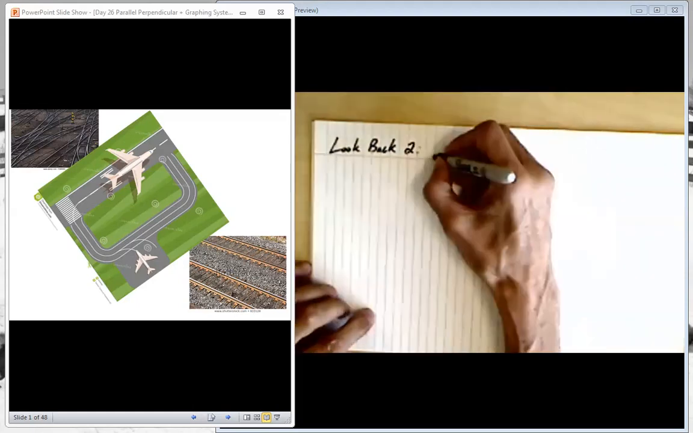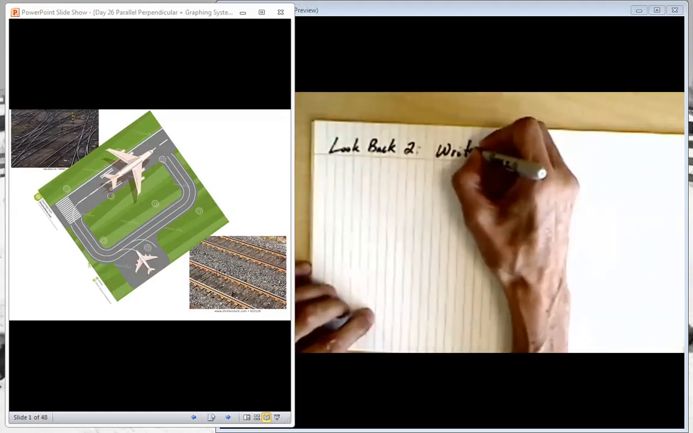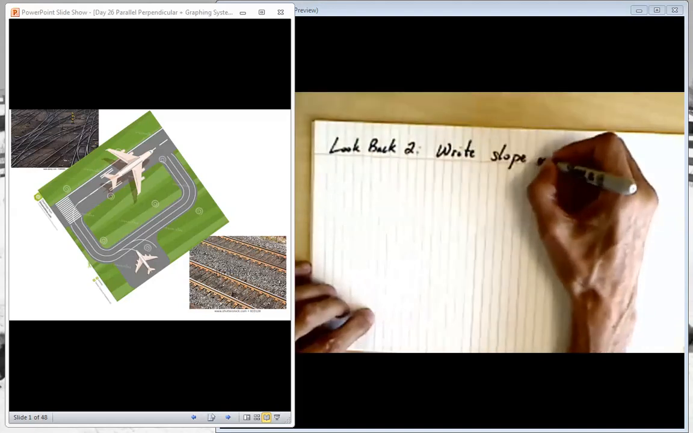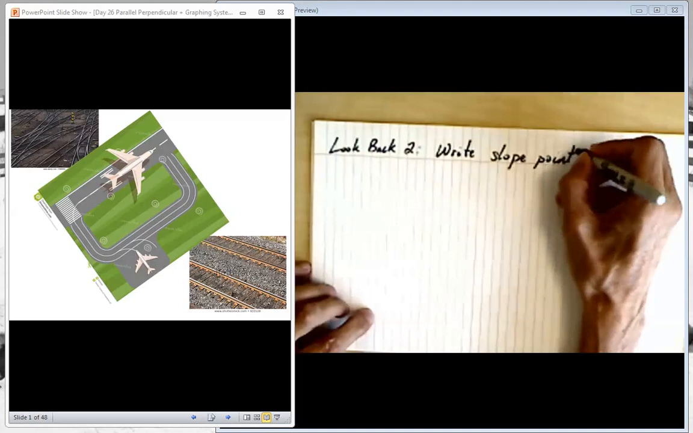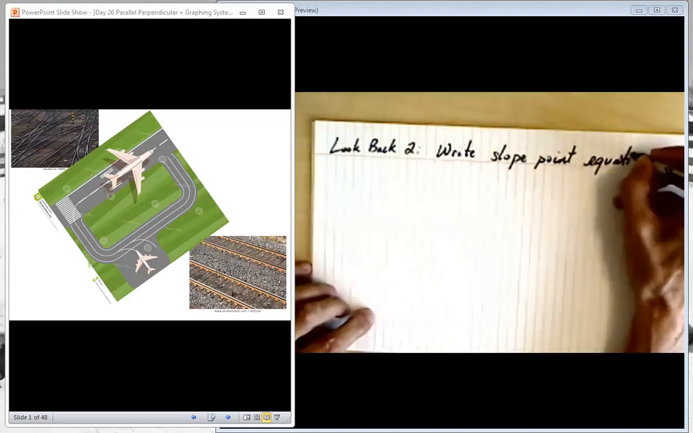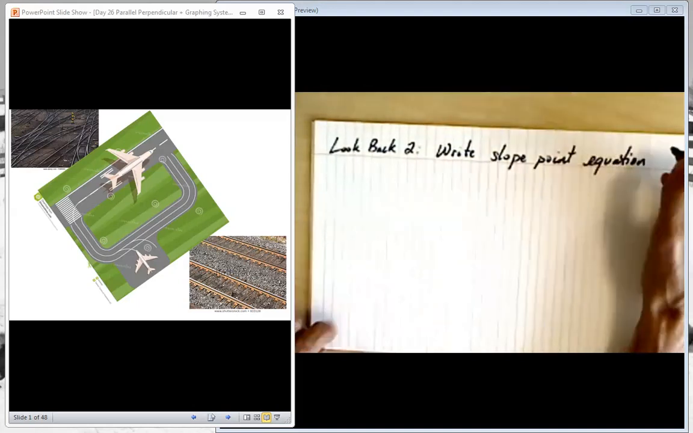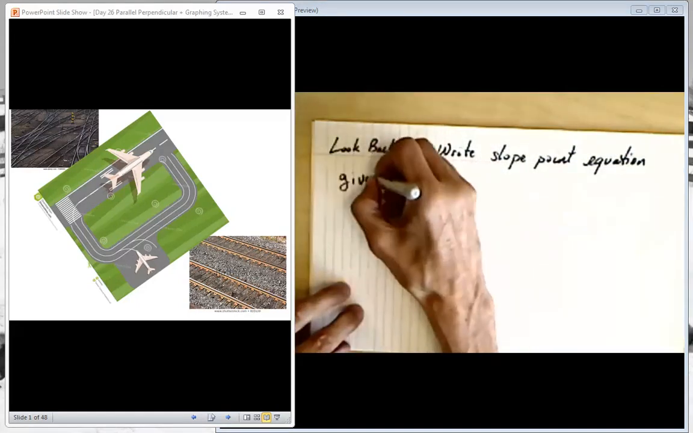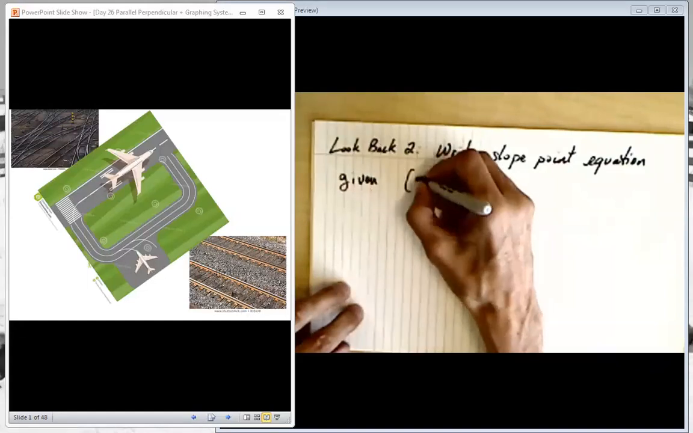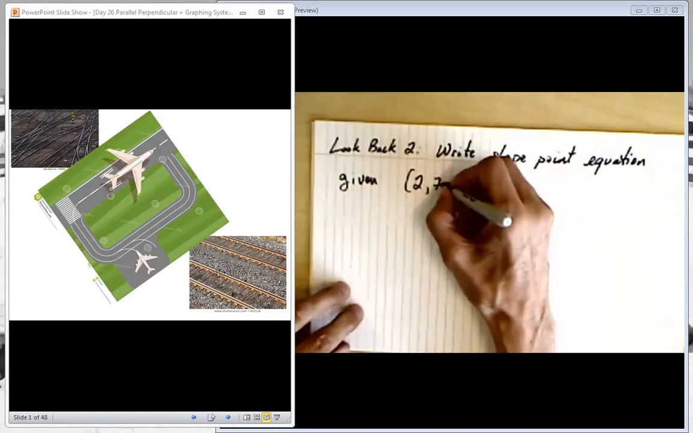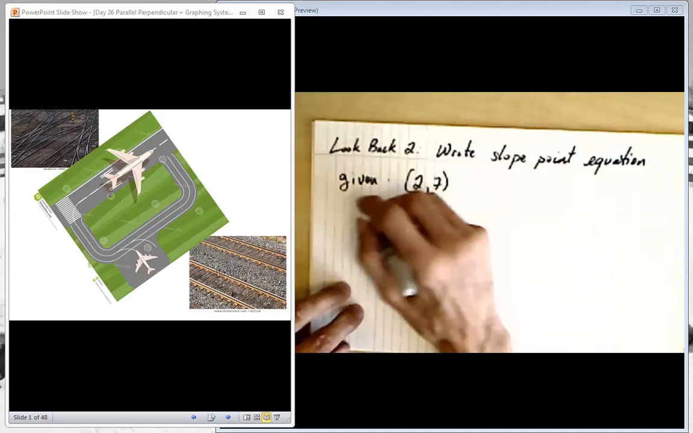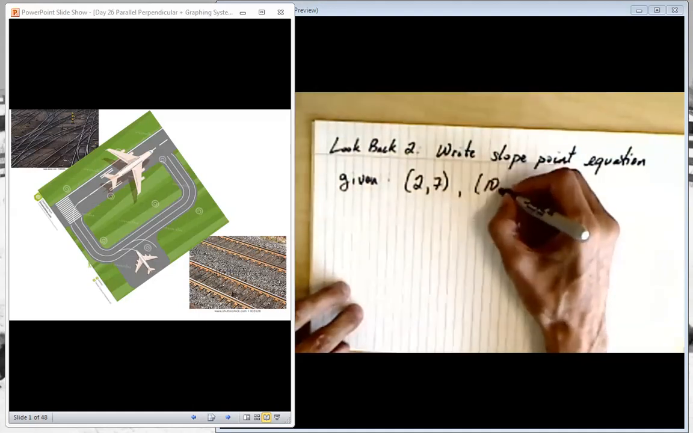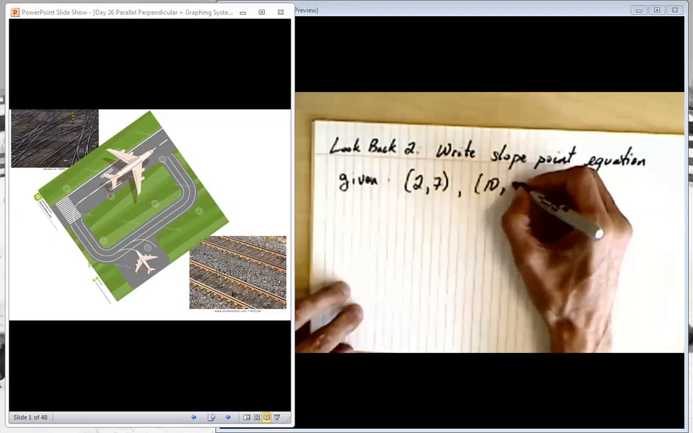So for this, slope point equation, given the following here. Given 2, 7, and 10 and 8.